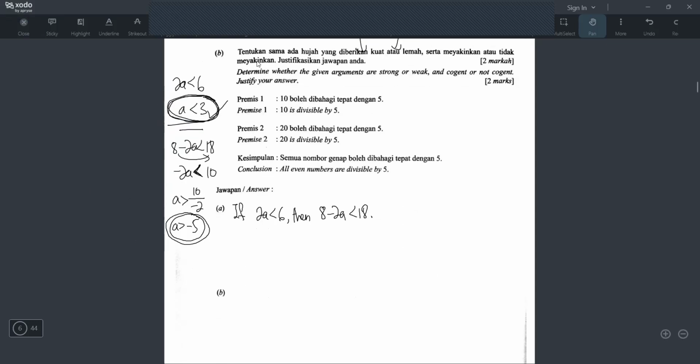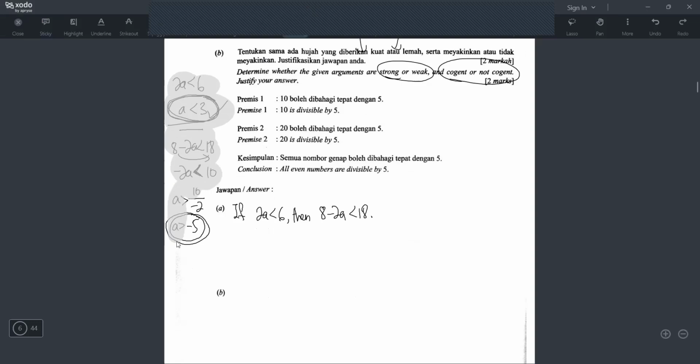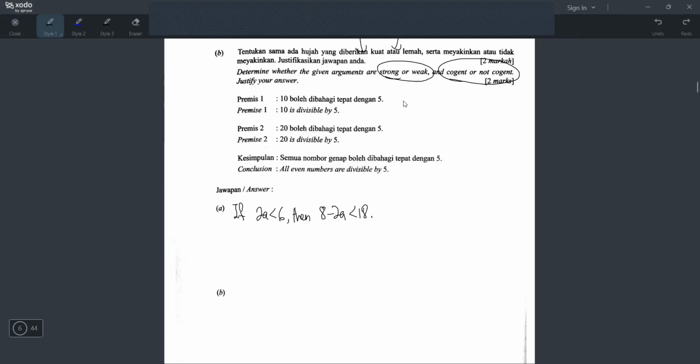All right. Okay, for B, they want you to determine whether the given arguments are strong or weak, cogent or not cogent. Justify your answer. This question comes out in the Kelantan paper, right? It comes out in the Kelantan trial also. So let's talk about this. Usually students are always confused about this, like how to determine whether it's strong, weak, cogent, not cogent, valid, not valid, sound, not sound, all these things. So I will give you my notes, all right? So first thing first, let's talk about deductive argument.